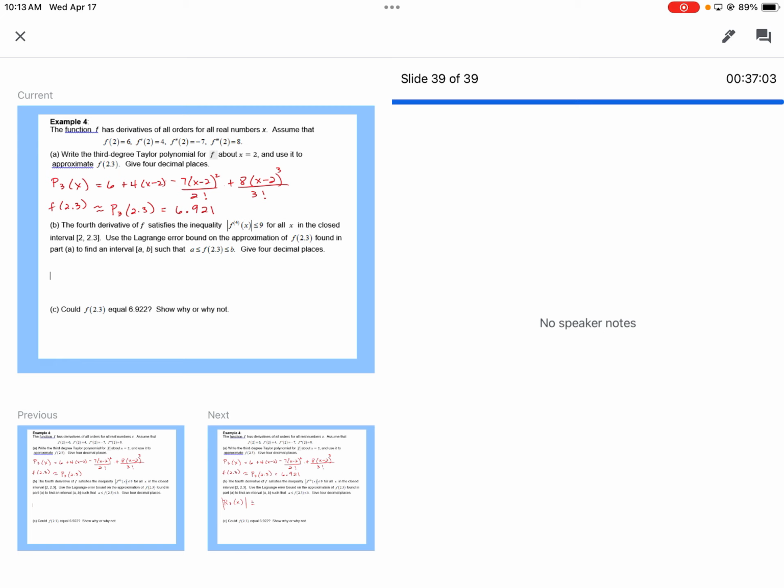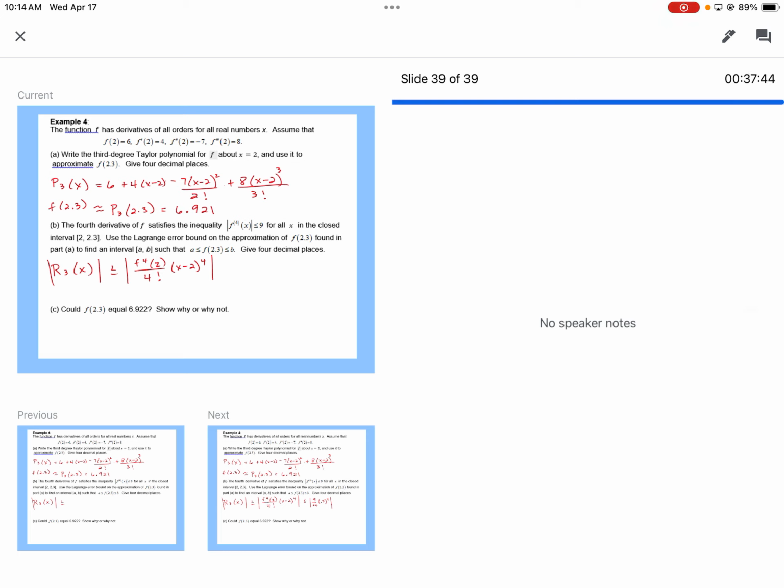Read part B. The fourth derivative of f satisfies the inequality f to the fourth of x is less than or equal to 9. Have we seen this before? What is that giving me? That's my max value, okay? So I'm going to start off saying, if I'd like to use the Lagrange error bound, r sub 3 of x is less than or equal to, let's practice writing our formula. What comes next? What derivative of f? 4. Fourth derivative at z over 4 factorial times x minus 2 to the fourth.